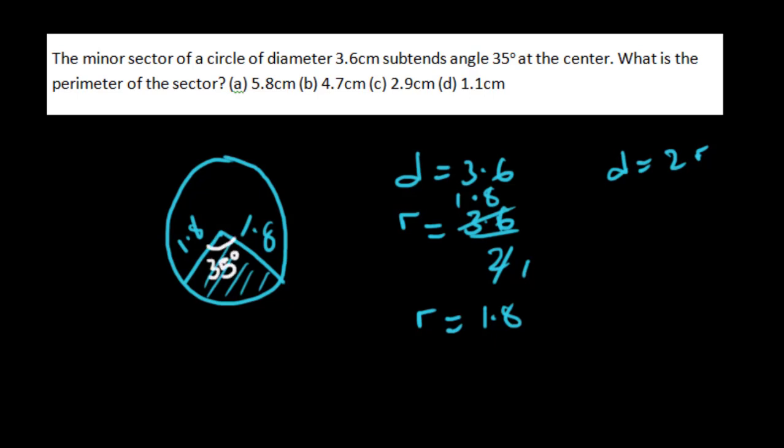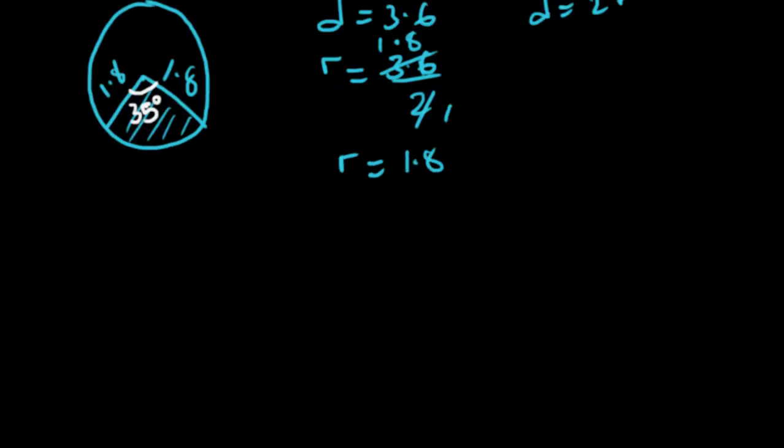Now can we solve this? We are told to find the perimeter of the sector. Now remember, the perimeter of any shape is the distance around the shape. So what's the formula for the perimeter of a sector? Perimeter is just the distance around the shape. So if this is the diagram for a sector, the perimeter is just this distance.